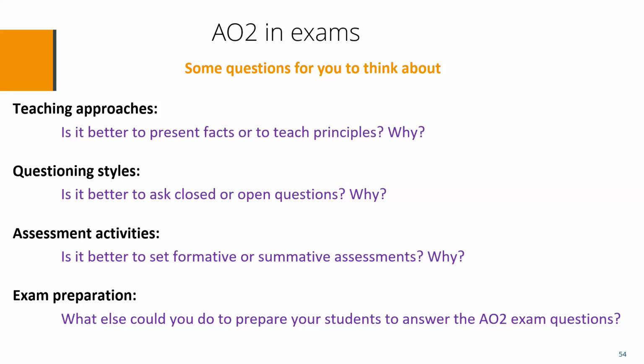And what else could you do to prepare your students to answer AO2 questions in the exam? Well, one solution, of course, is to give them lots of practice in answering AO2 questions. And where can you get these? From Exam Wizard. Now, I talked a bit about Exam Wizard last Thursday. You need to sign up for Exam Wizard. Well, you need to get a username and a password, which you can get from your exams officer or from your principal or head teacher.